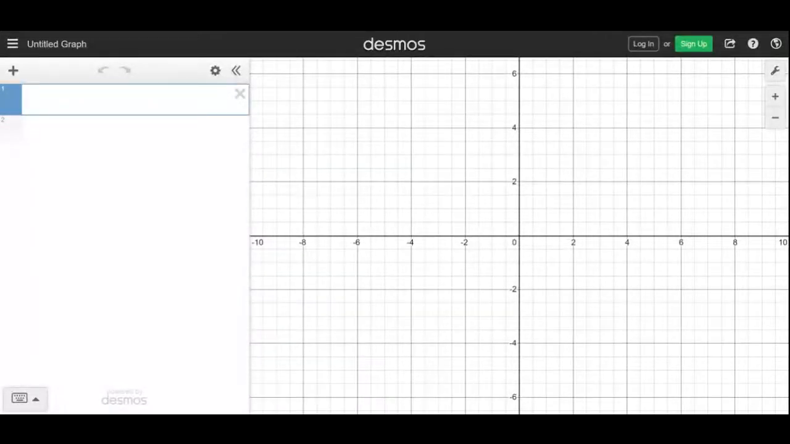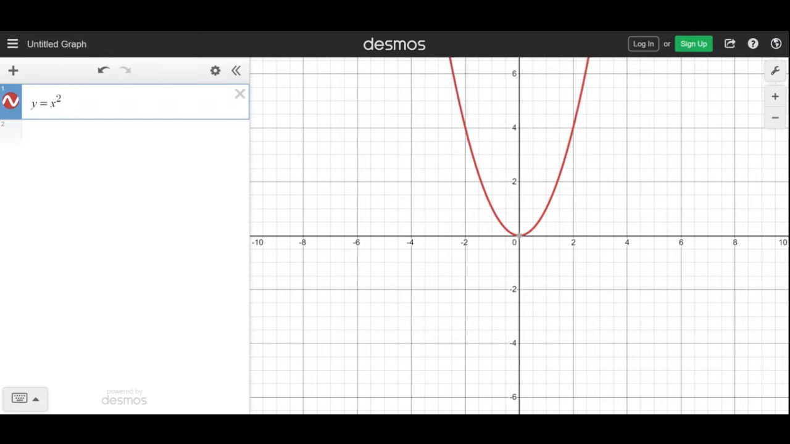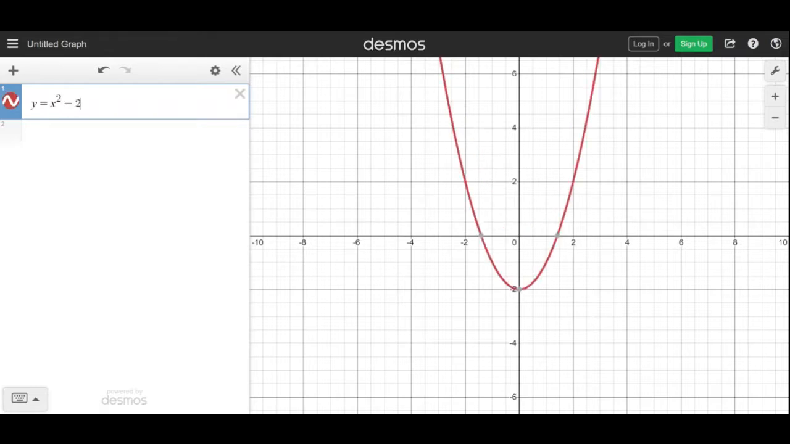Okay, so we have here the Desmos calculator. What we were saying a while ago, when you have y is equal to, let's say, x to the power of 2, and let's put minus 2 here, the parabola will be 2 units down. You can see the zeros here. The first zero is here and the second zero is here. And remember, this is just passing through, so the multiplicity is 1. So you have 2 zeros.